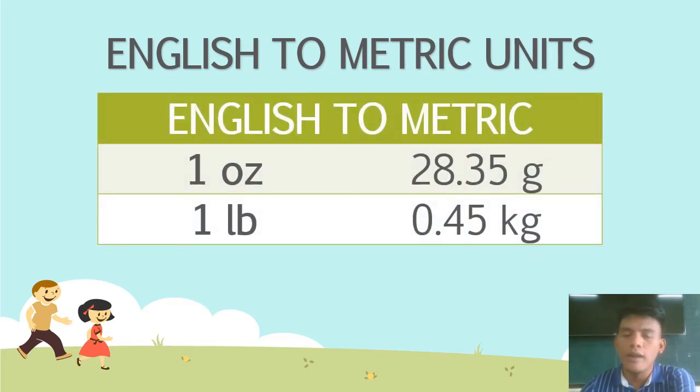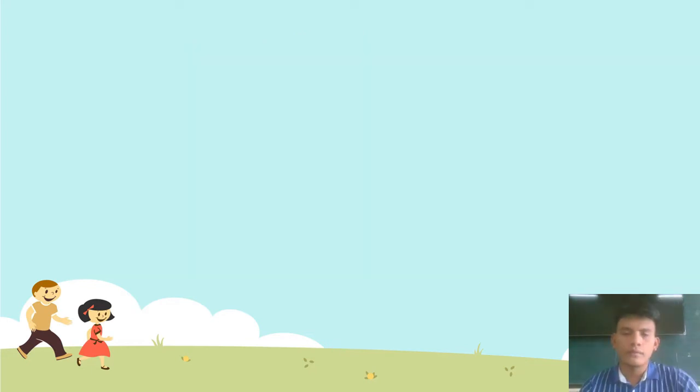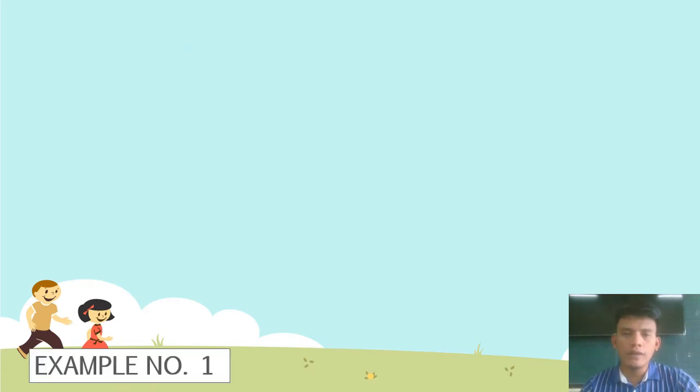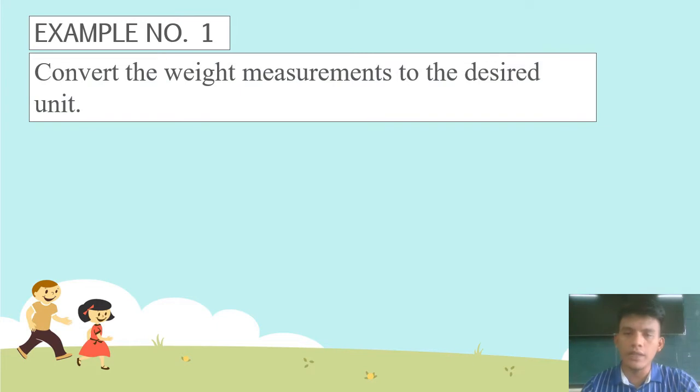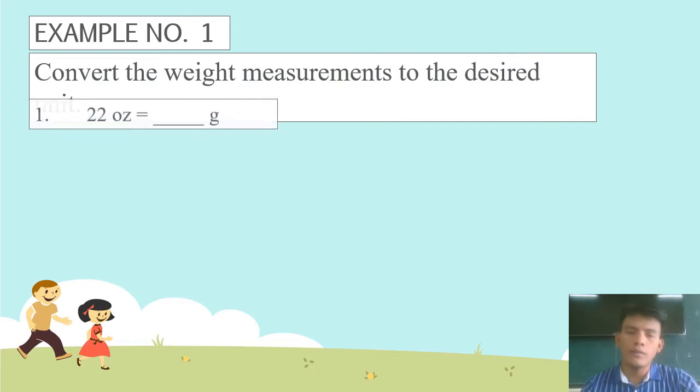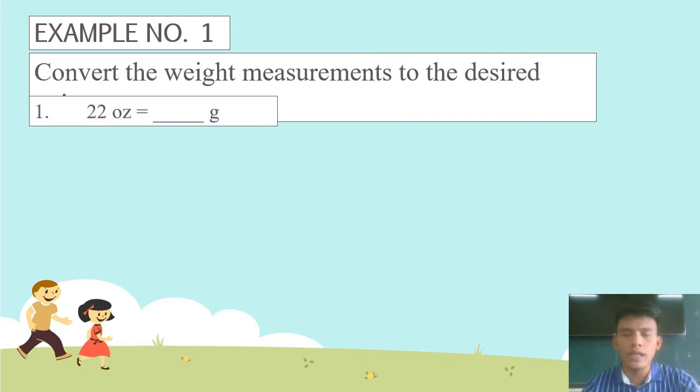English to metric. 1 ounce is equal to 28.35 grams. 1 pound is equal to 0.45 kilograms. Example number 1. Convert the weight measurements to the desired unit. 22 ounces is equal to how many grams?